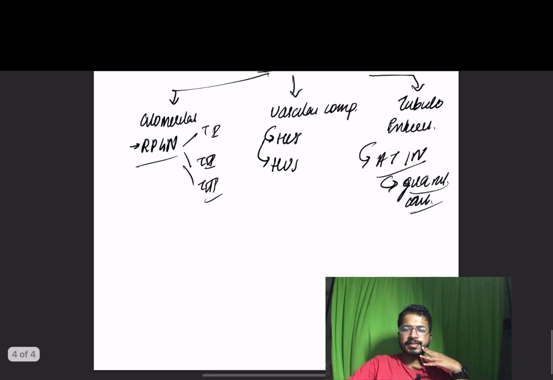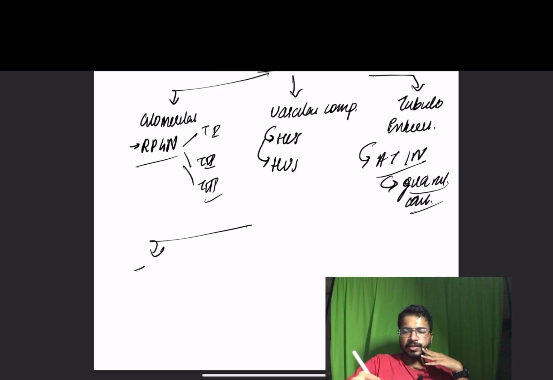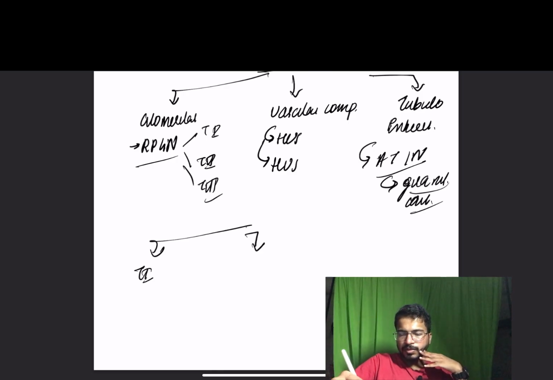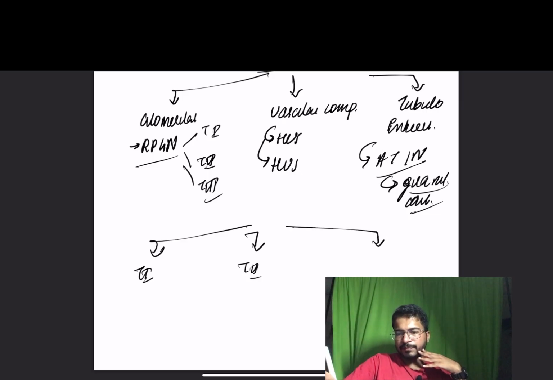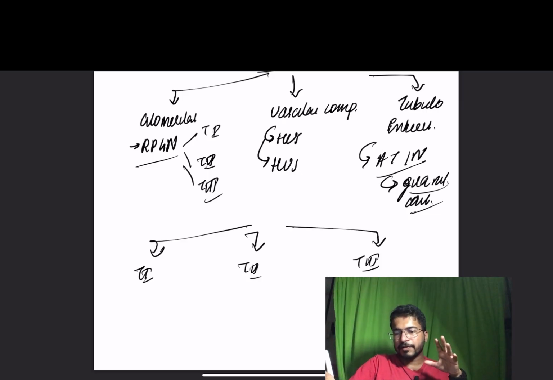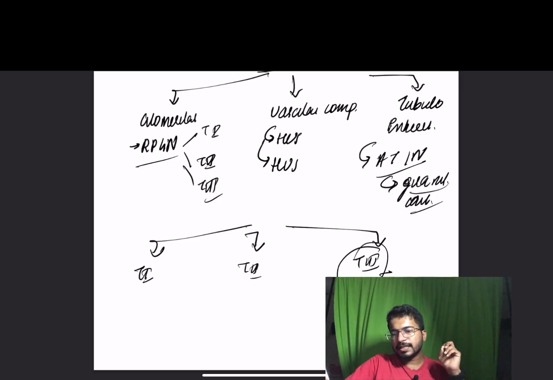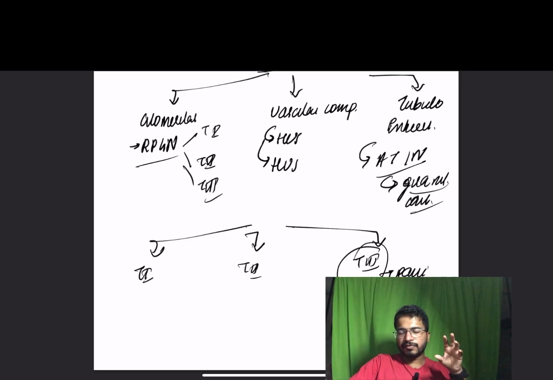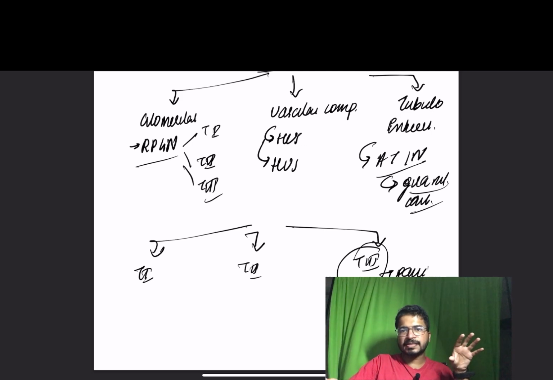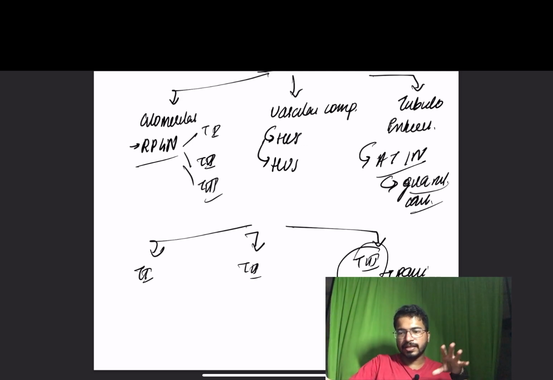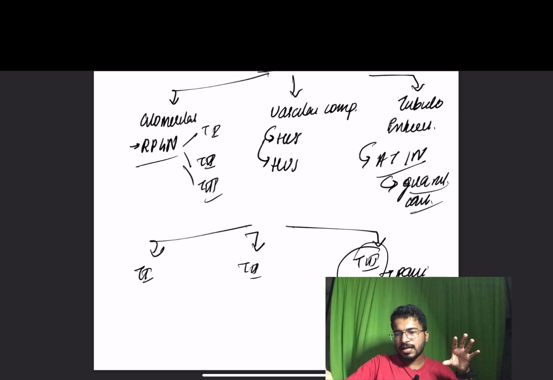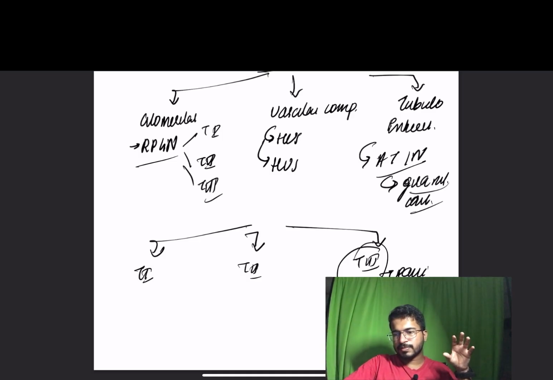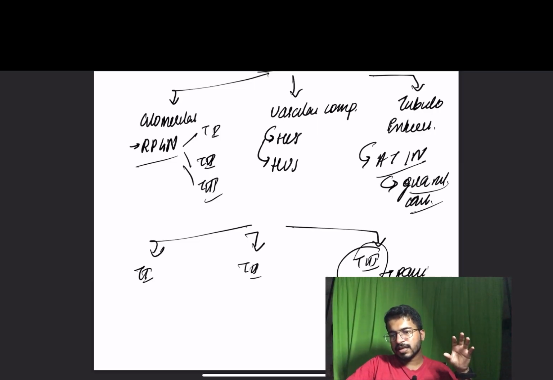Now we will be discussing RPGN type 1, type 2 and type 3. Type 4 and type 5 also exist, but most commonly it is type 1, 2 and 3. Type 3 is the pauci-immune variant. If you do immunofluorescence, it won't show much fluorescence; the fluorescent areas will be less, so it is called pauci-immune. It is mostly associated with vasculitis.